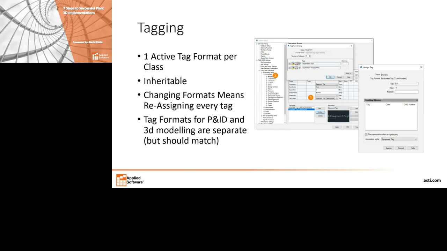And you can see where it says number 1, the tag format selection is selectable there. And so I could select a different one, or I can create a new one just for blowers if I would like to do that. And that's everything for this slide.